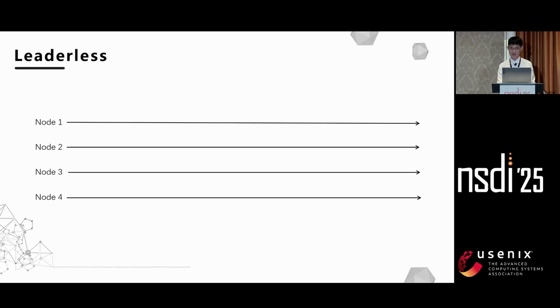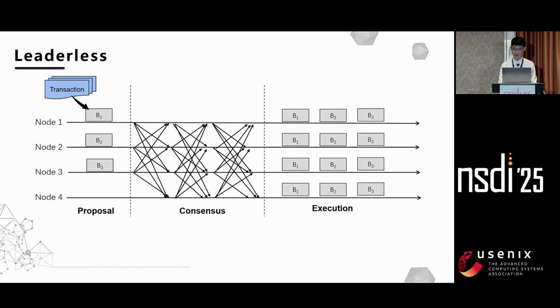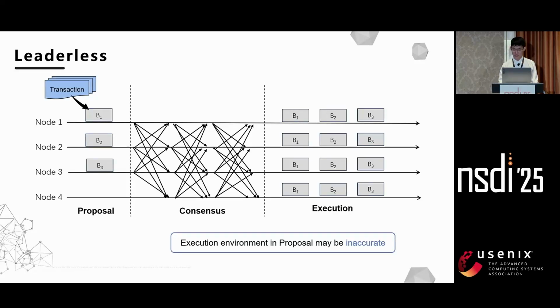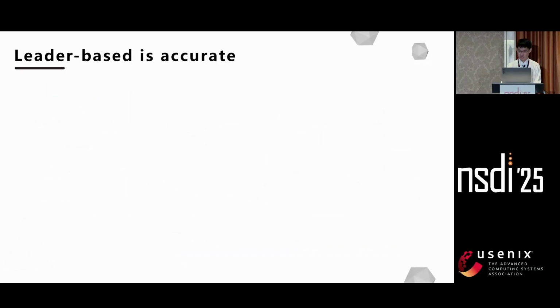In leaderless consensus, every node is able to make proposals. Such proposals are ordered during consensus, and after consensus, every node executes transactions in the sequence defined by the corresponding proposals. However, when making proposals, nodes don't have an accurate execution environment, resulting in inaccuracy of their schedule of transactions. Then we can give an illustration of the accuracy of the execution environment.